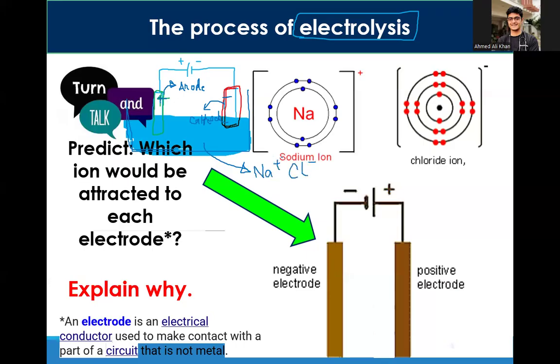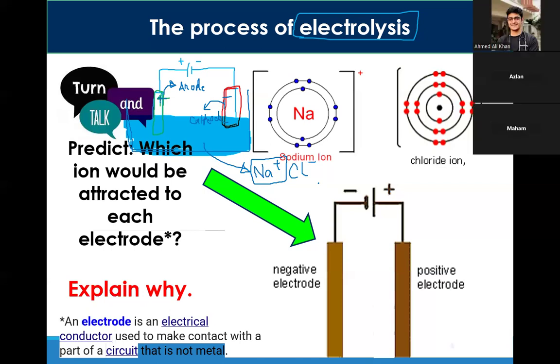So the sodium ion, is it the cation or is it the anion? Sodium ion, is it the cation or anion? And what about the chloride? Hello?